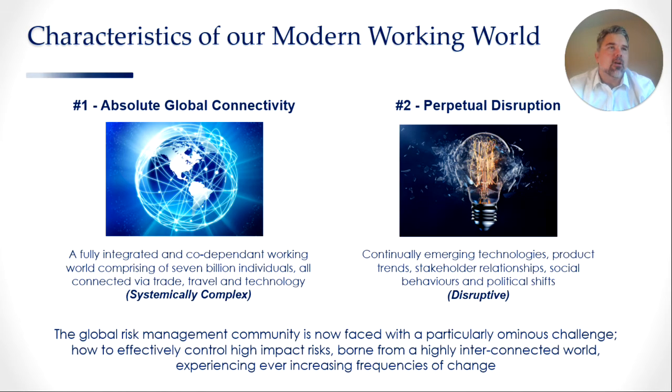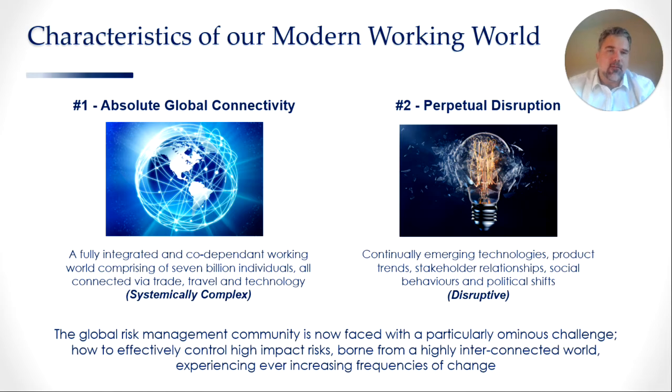Now, for those of you who've been following us in our earlier episodes, you will know we have been exploring a very particular theme. That is, we now live in a modern working world that is defined by two very specific characteristics. The first is the concept of absolute global connectivity. For the first time in human history, we're now living in a working world that is fully integrated and codependent. The second is the concept of perpetual disruption. And again, for the first time in human history, we're living in a time where emerging technologies, continually shifting stakeholder relationships and trends are ensuring that things are changing over and over again and in quicker time than ever before.